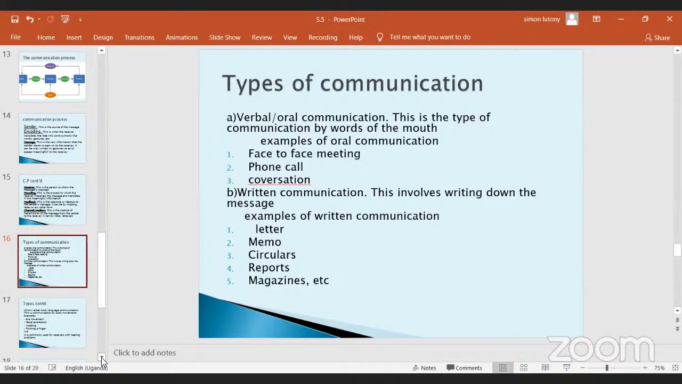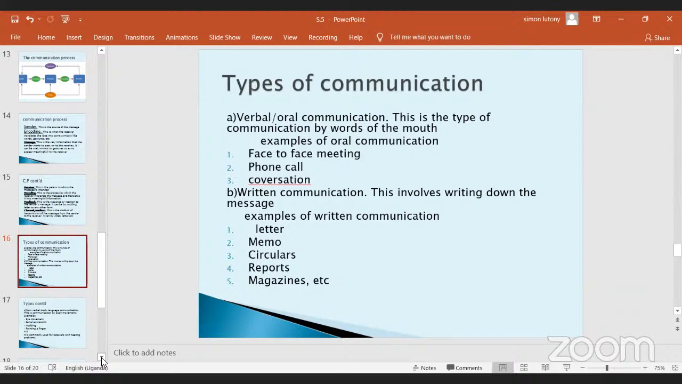Number 2, we have what you call written communication. Can you read for me what written communication is all about? This involves writing down the message. Okay. Then the examples are there. Hope you understand each and every one down there. You have the letters. Are you familiar with the letters, Daniela? Yes. Then memos. Do you know what a memo is? Would you explain?